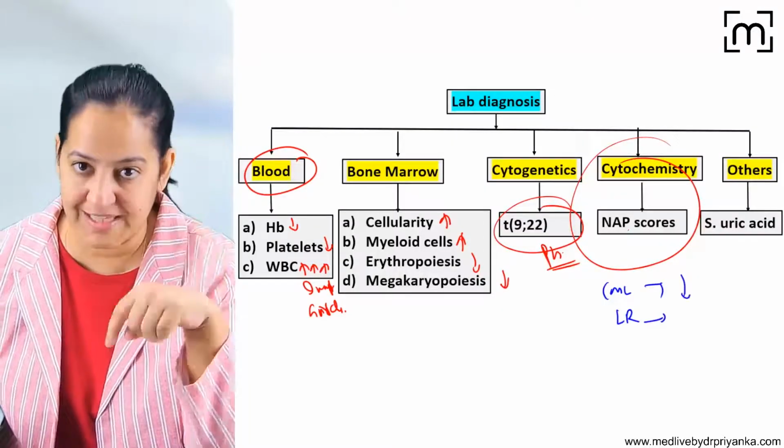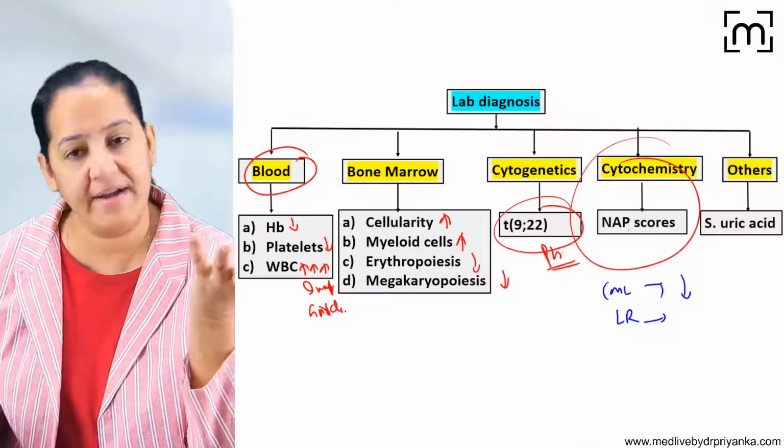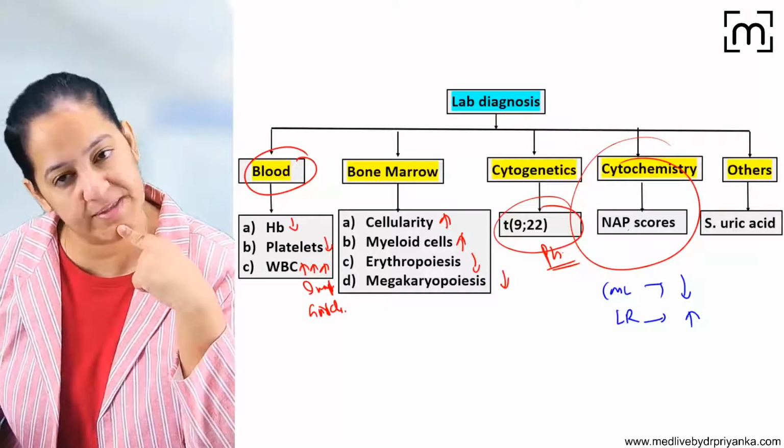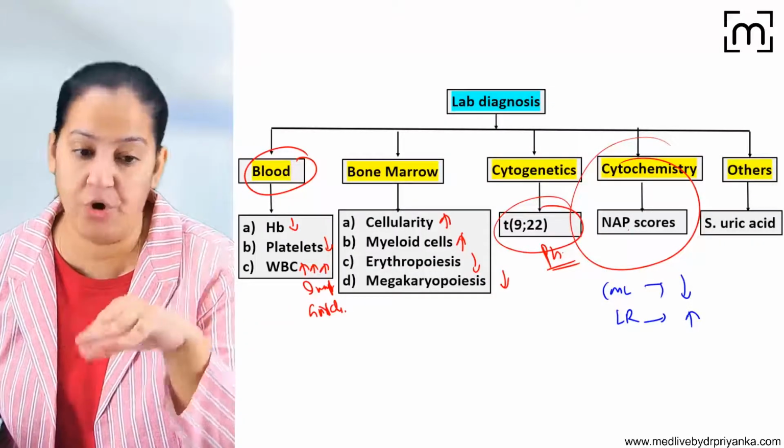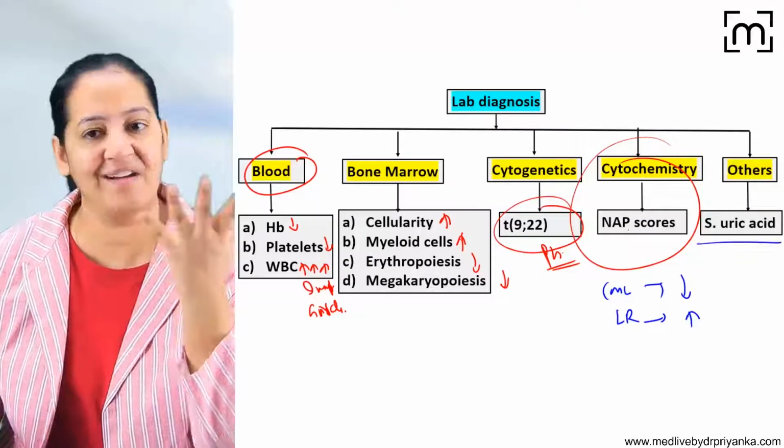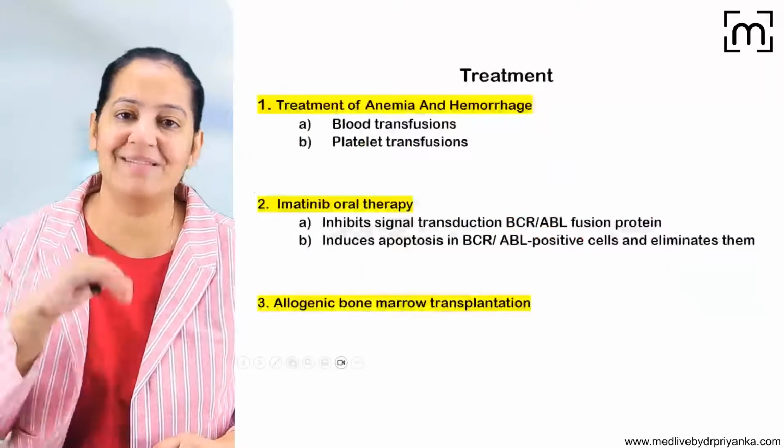In CML, the NAP score is less because the immature versions are more. And in leukemoid reaction, the NAP score or LAP score is high because here the mature neutrophils are coming into the blood, and others like uric acid. That's it. So please learn the lab diagnosis.